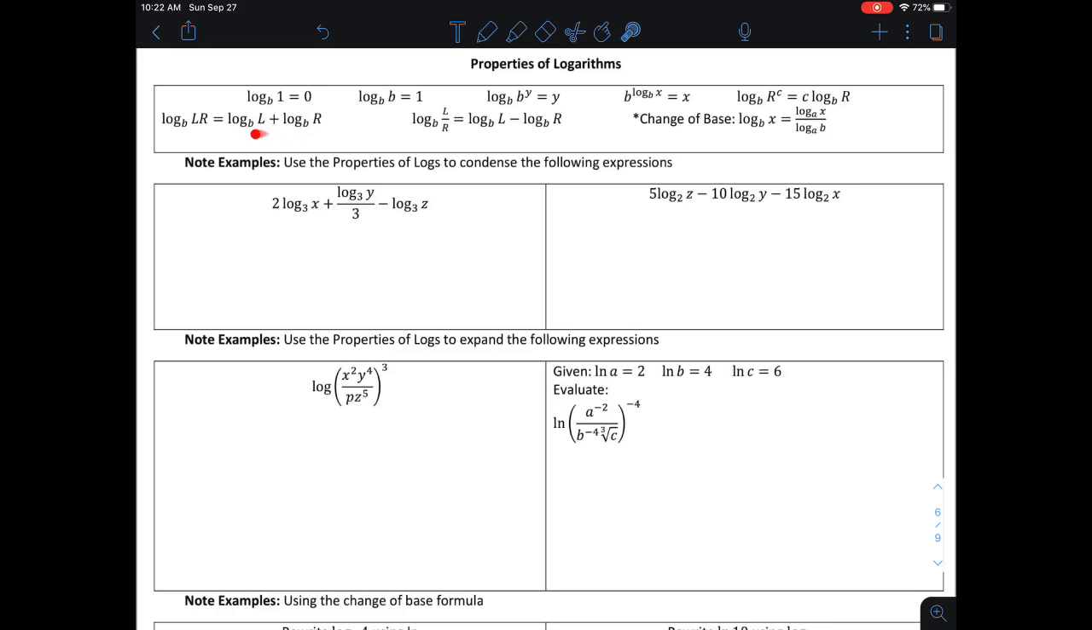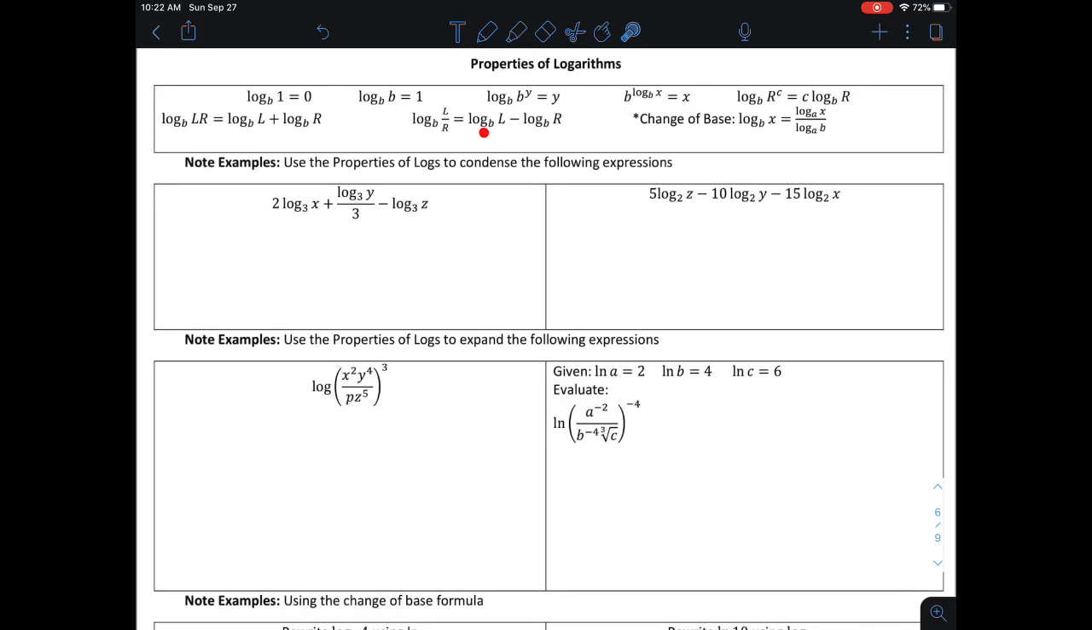So I add logs. I can have two logs adding together. So we're thinking about exponents. So when do I add my exponents? When I multiply like bases. So if I have multiplication inside of the log, I can break it up as two logs adding together.